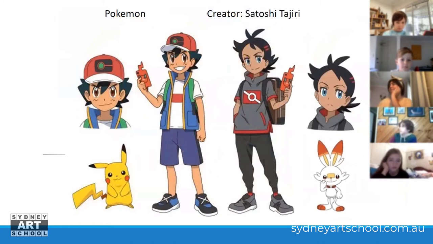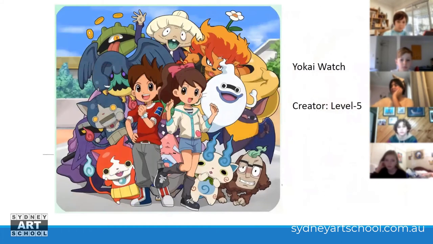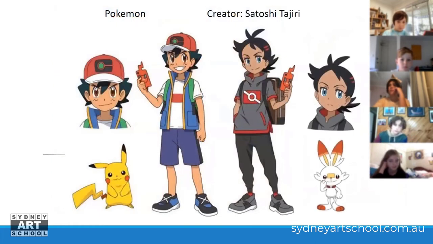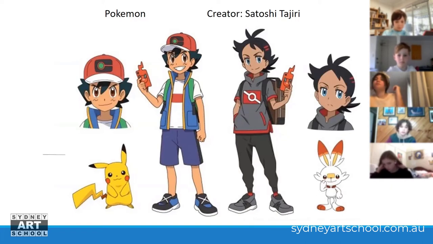In Pokemon, they're meant to be animals, but sort of supernatural animals. And in Yo-Kai Watch, if anyone knows it, it's Japanese spirits of things that get into furniture or electrical appliances or what have you. It's a game about catching these spirits or capturing these supernatural animals. Both of these have been card games, anime, manga, and computer games.